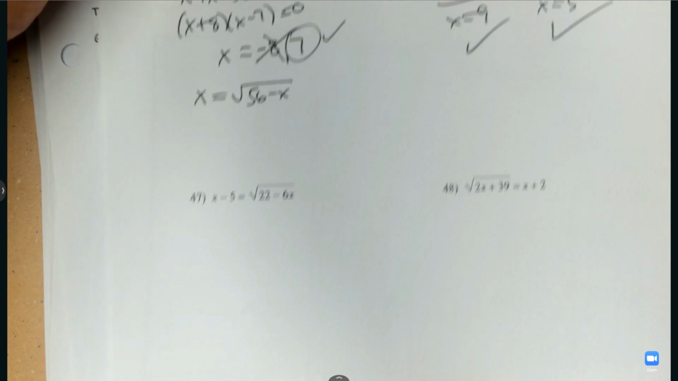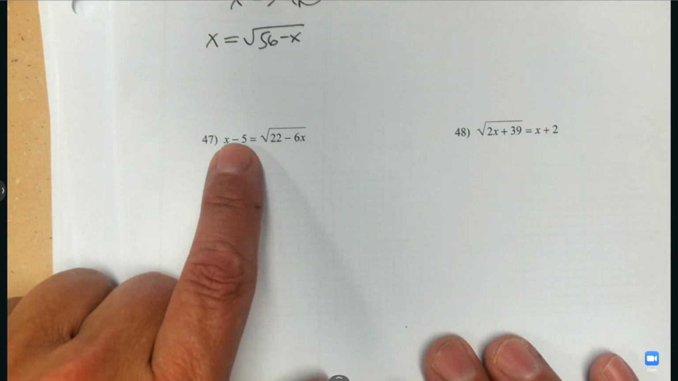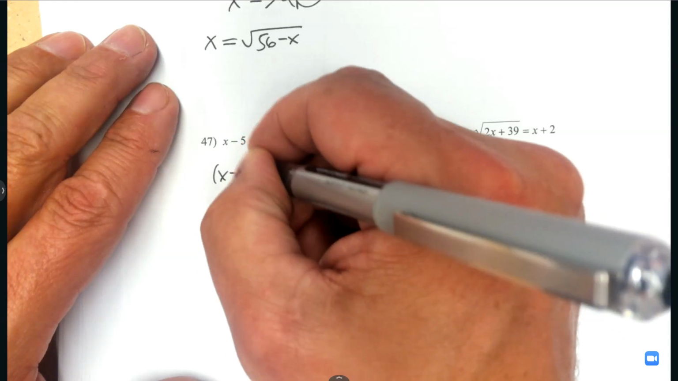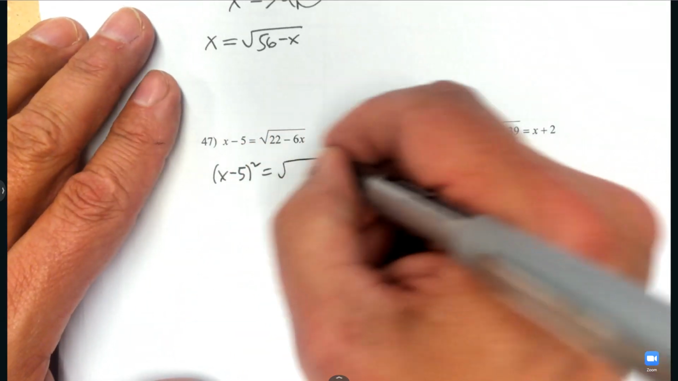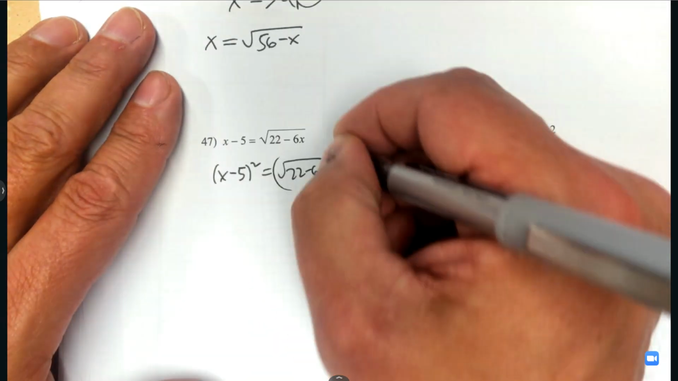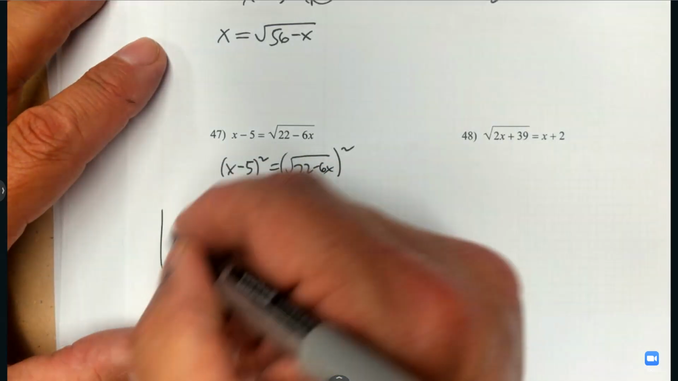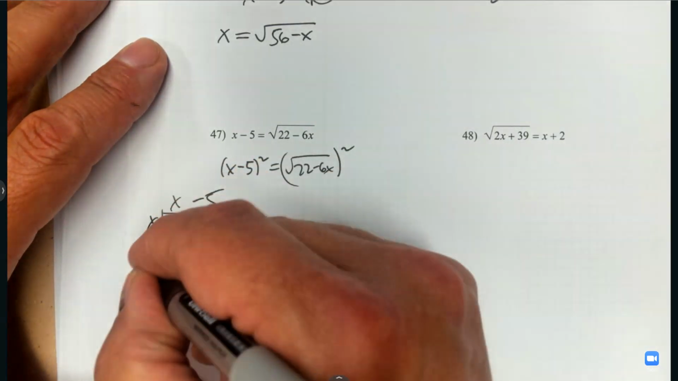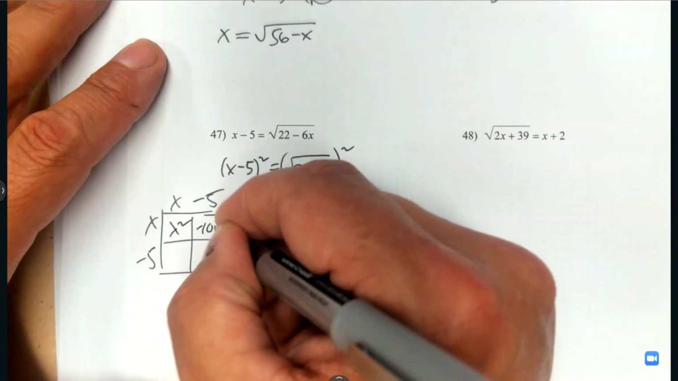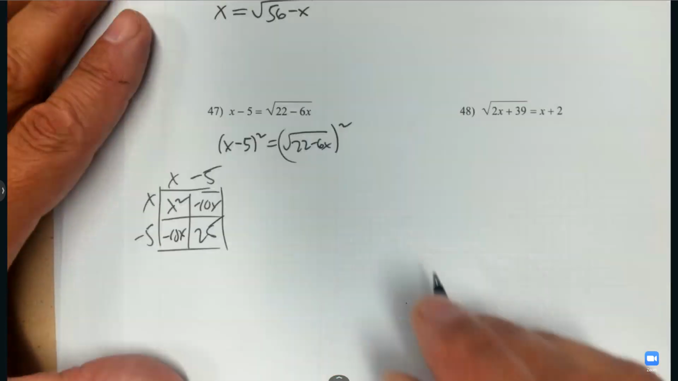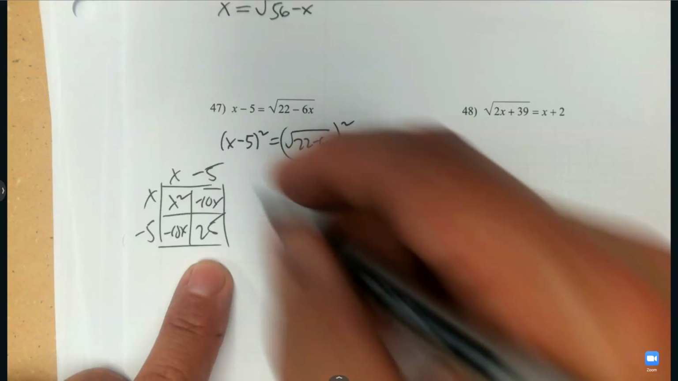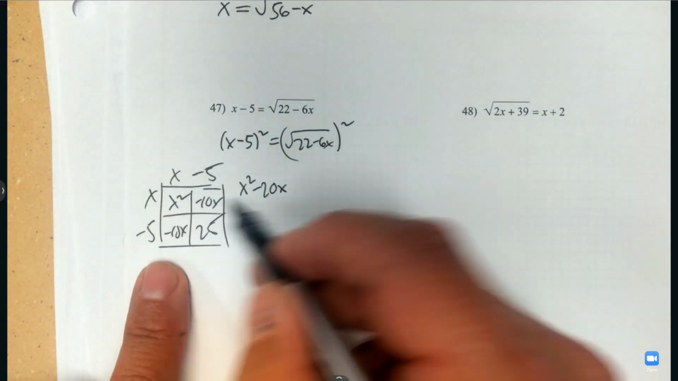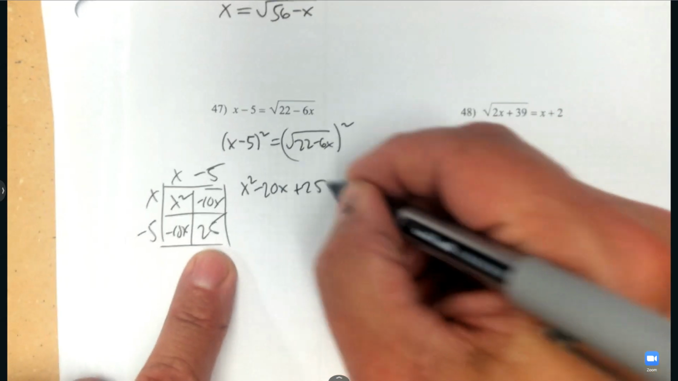Number 47. To solve this, the square root is isolated. We're going to square both sides. But we have a binomial that we're squaring. So we got to be careful. When I square it, this one I have to FOIL. So x and -5, we need to multiply it out. And then we write it all in. So combining like terms, that's x squared minus 20x plus 25.